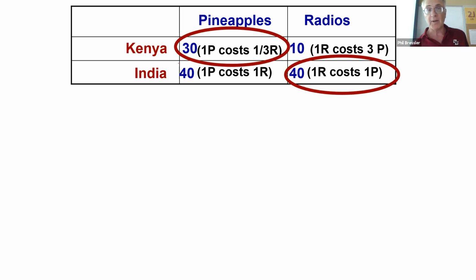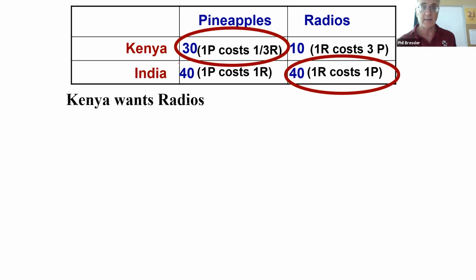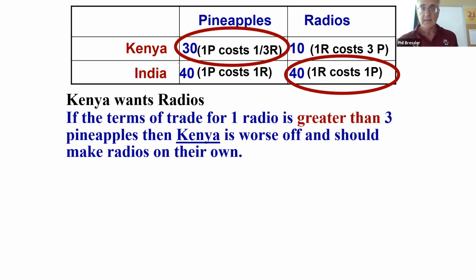Okay, so there's your comparative advantages. All right, so again, 1 radio costs 1 pineapple. Kenya's giving them 2 pineapples. That's good for them. Kenya, 1 radio costs 3 pineapples. Now they're only trading 2 pineapples to get a radio. That's good for them. Winner, winner, chicken dinner. Both sides win here. Okay. Now, if the term of the trade is one radio is greater than 3 pineapples, okay, Kenya is worse off. They're not going to make the trade.